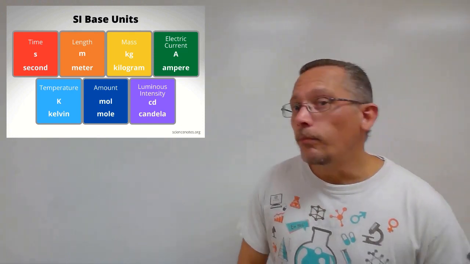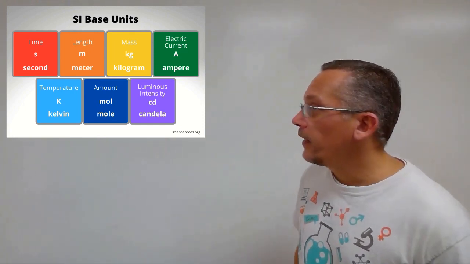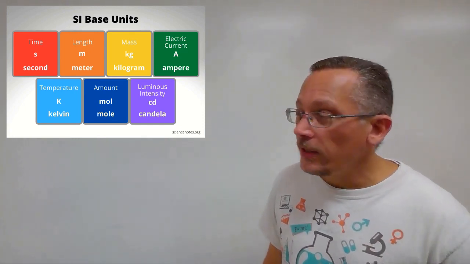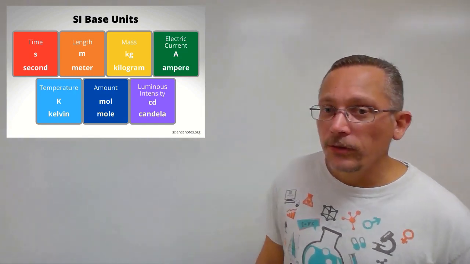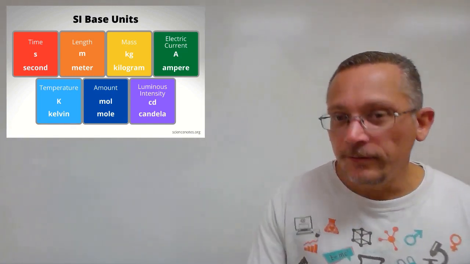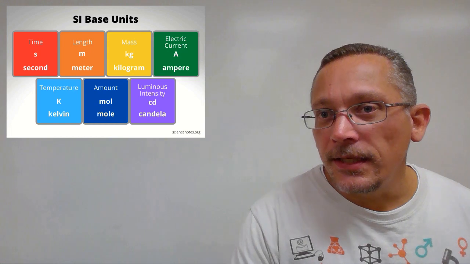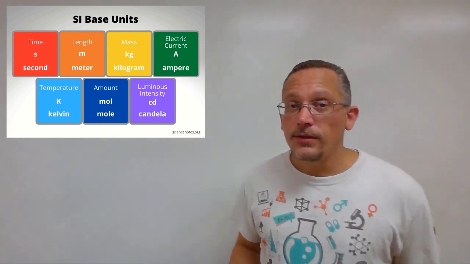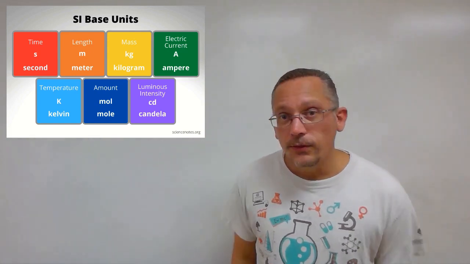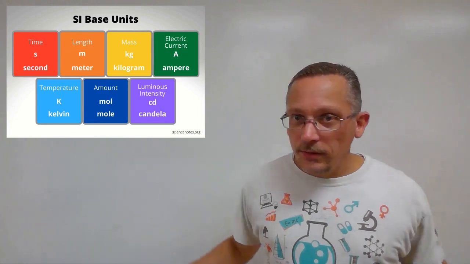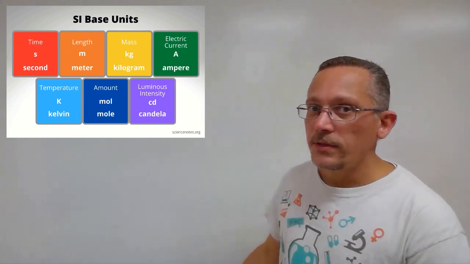Amount is measured in the mole, M-O-L, and hopefully you also remember that from chemistry. And then the last base unit up there, luminous intensity, the candela, abbreviated cd. These are your 7 base units. These are the 7 metric base units. And all of the units are based on those 7, right?